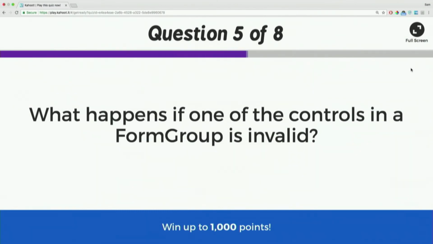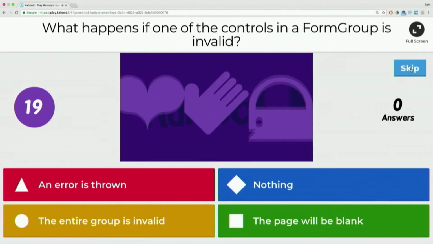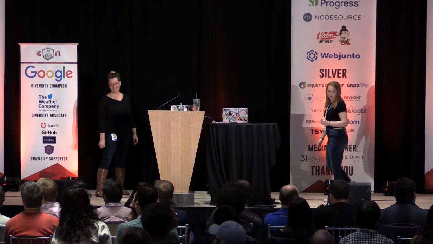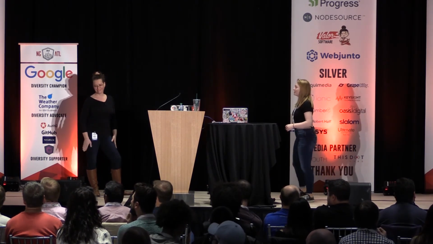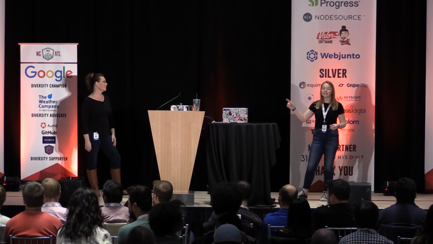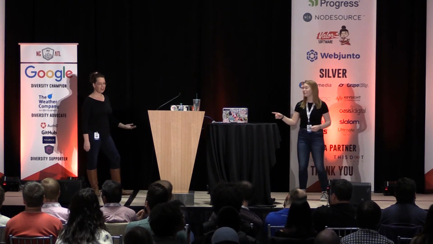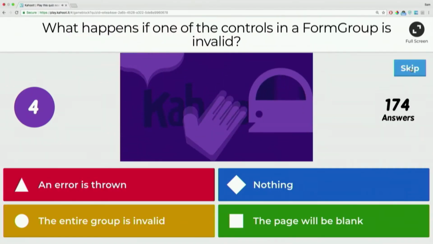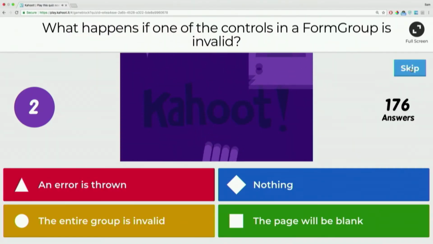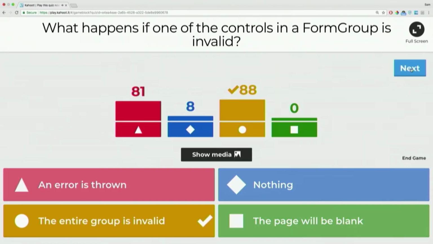What happens if one of the controls in a form group is invalid? Oh, I know that. Do you know this one? She gets this question wrong every time. I do not. You do. I got this question wrong once. That was every time. 2, 1. Okay, good job. It's a tricky one. Some of you guys got it wrong too.